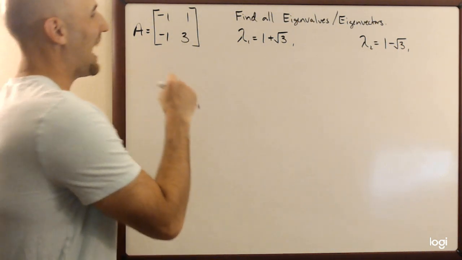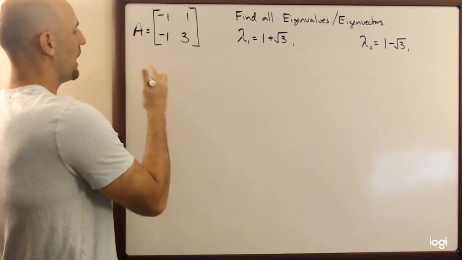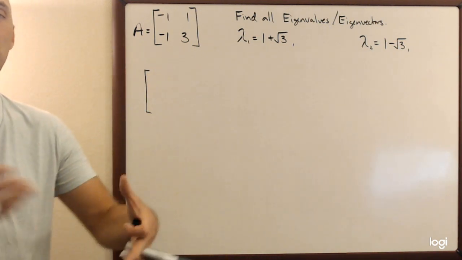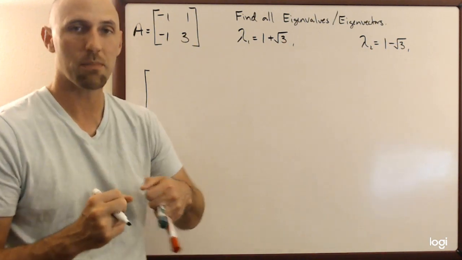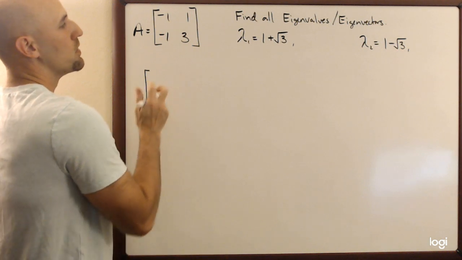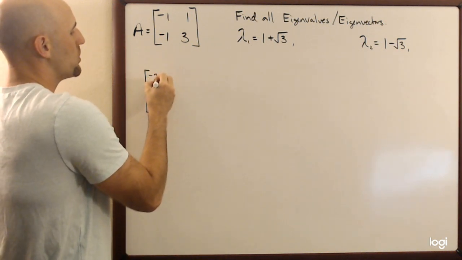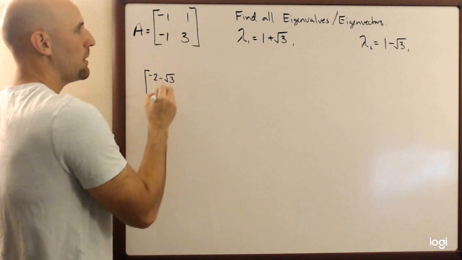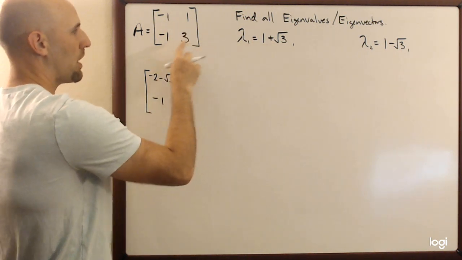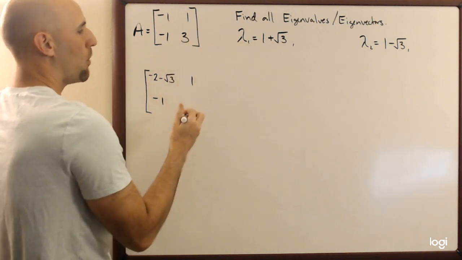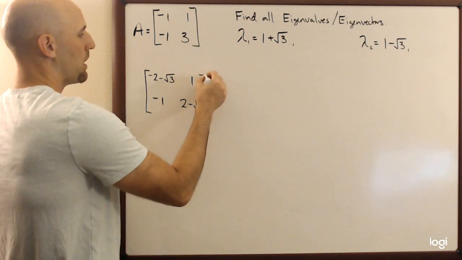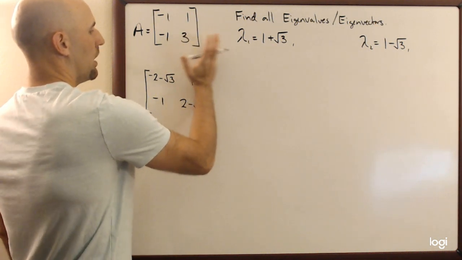Okay, so let's see. A minus lambda I. Again, I'll start shortcutting some of these steps. I'm going to want the augmented matrix for A minus lambda I for each lambda. Okay, so I've got -1 minus 1 plus square root of 3. That's -2 minus square root of 3, and then 1, negative 1. Again, subtract this from each diagonal value. So that's 3 minus 1 plus square root of 3. That was 2 minus square root of 3. Let me give my solution column here.